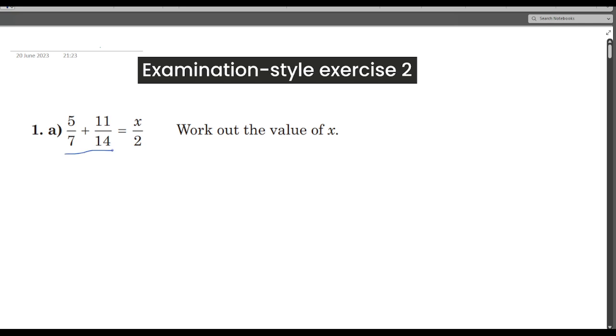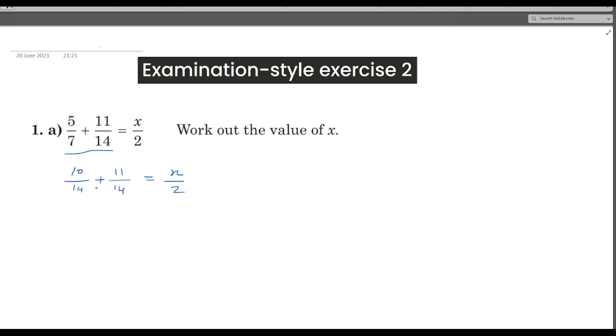Now as your denominator is different, the first thing you can do is make your denominator the same. So this 5 divided by 7 I will write as 10 divided by 14, plus 11 divided by 14, equals x divided by 2. Now this is without using a calculator, so you must understand how we solve these kinds of problems.